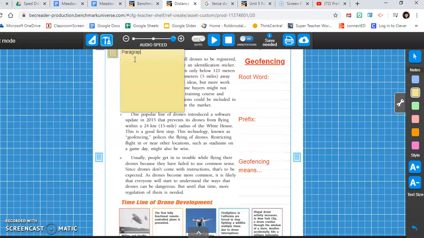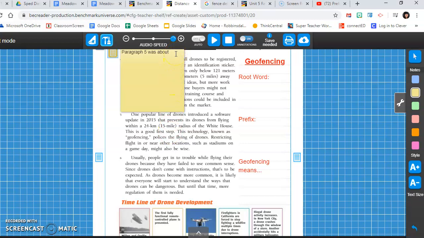So paragraph 5 was about, and I can go back and look at that paragraph too. Paragraph 5 talked about, I remember how it talked about a software update. So something that was updated on drones. And what did it do again? It prevented drones from flying within a certain distance of the White House. So this program in the drones kept drones away from important places like the White House. And the author said this is a good first step in regulating them.